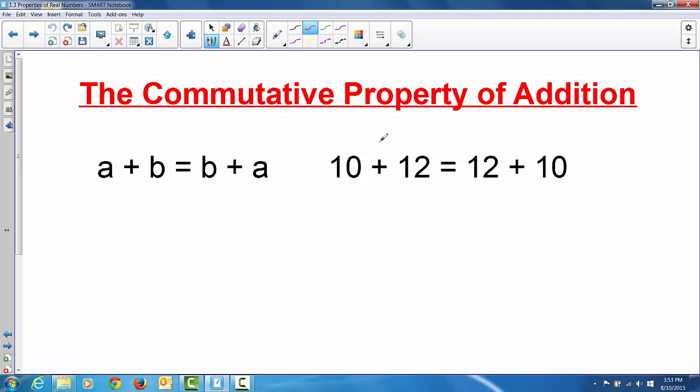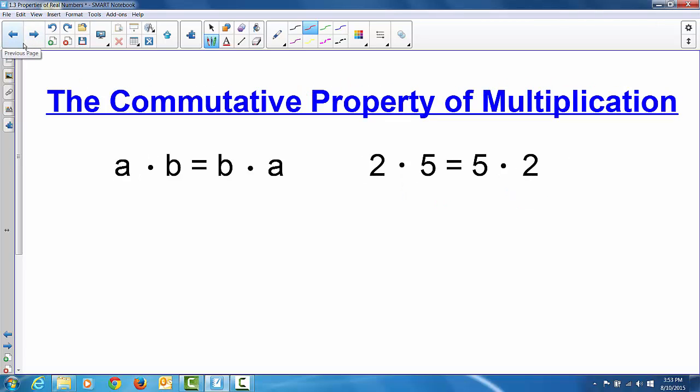Now here's an example with numbers. We've got 10 plus 12. If we add 10 to 12, what do we get? 22. And then we come over here. We've got 12 plus 10, just the opposite way. 12 plus 10 is 22. So you get the same answer. It doesn't matter what order you do it in.